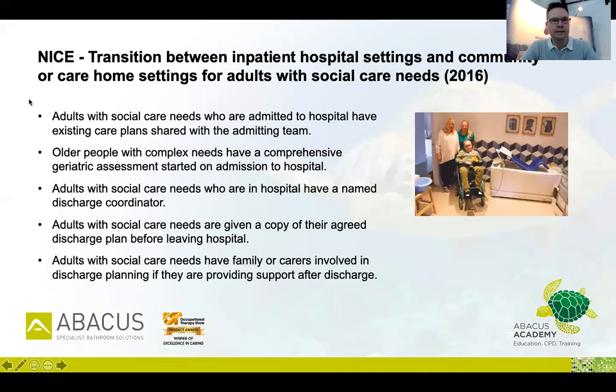The NICE guidelines, so the transition between inpatient hospital, sorry, just cut people entering the webinar there.